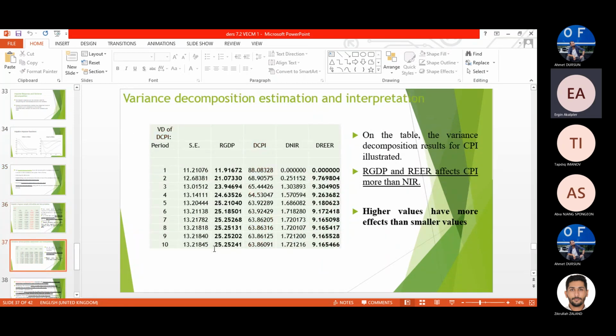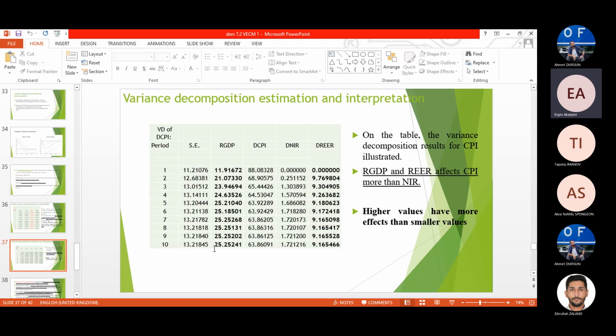When we look at the variance decomposition estimation and interpretation, this is also important to know. On the graph there are bold numbers for the real GDP and the real effective exchange rate. These are estimations from one of my papers. On the table, the variance decomposition results are given for the CPI again, and the real GDP and the real effective exchange rate affect the CPI more than the nominal interest rate. Why is it so? Because they have higher numbers compared to the nominal interest rate.